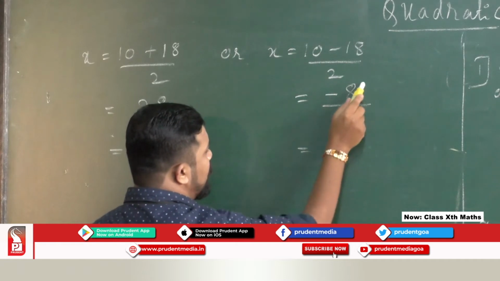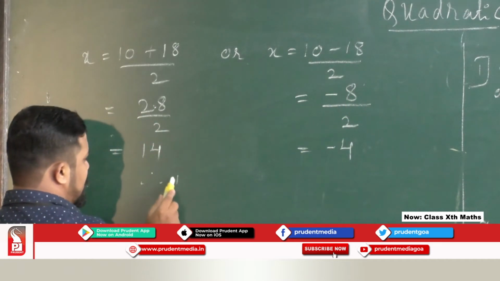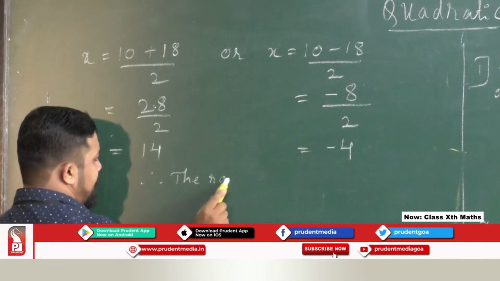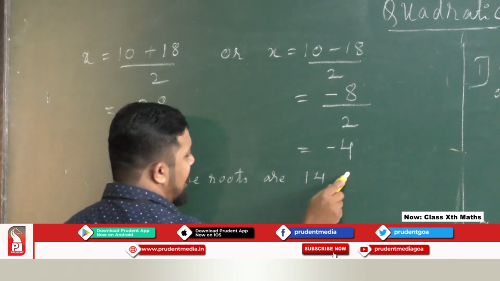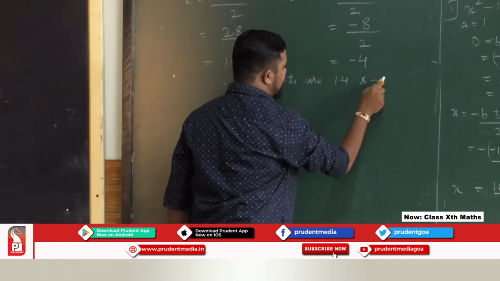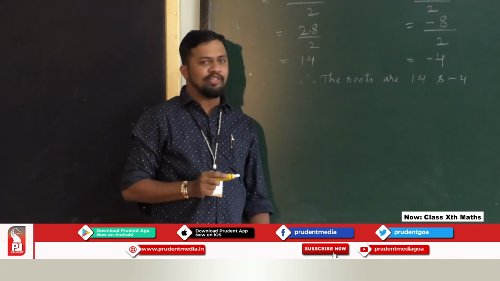Cancel, 2 ones are 2, 2 fours are 8. So negative 4. Therefore, the roots are 14 and negative 4. Clear? So this is using quadratic formula.